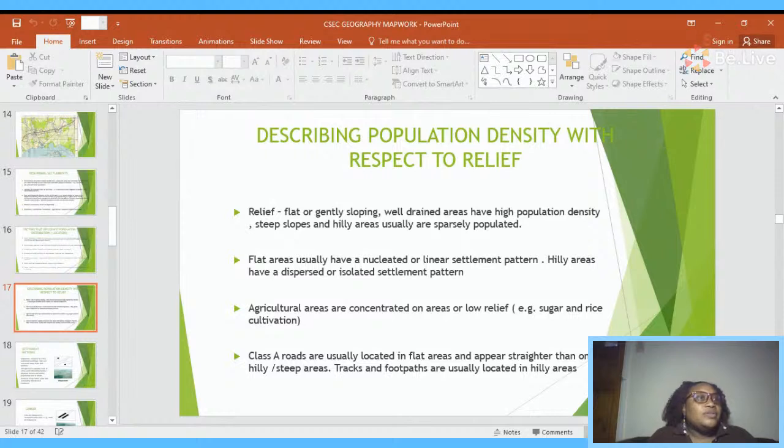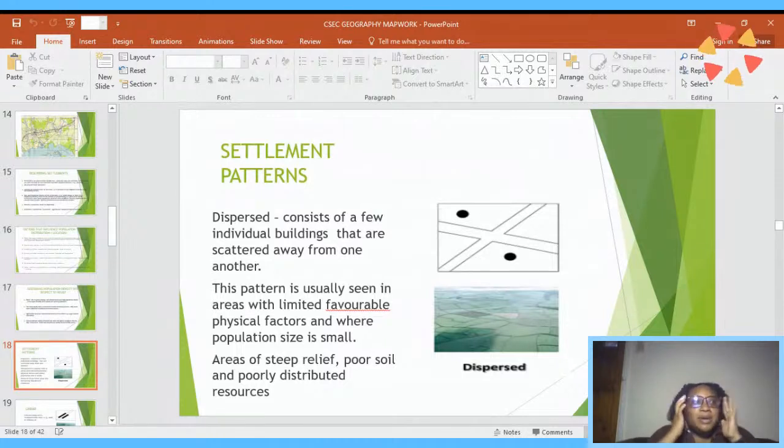Are you all following with me? Let me know if you're all following with me. Flat areas as well tend to have a nucleated or linear pattern because they're going to follow road networks, or they're going to be clustered around a city center or services. And agricultural areas, which tend to be flatter, will also have higher concentrations of people, as well as class A roads.